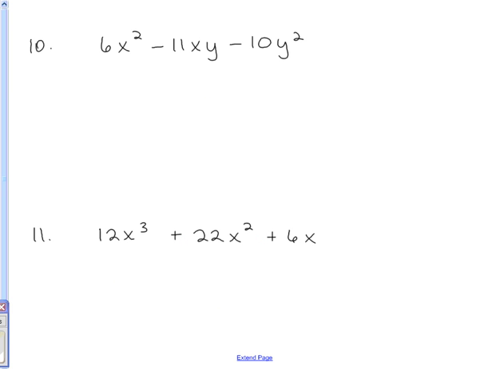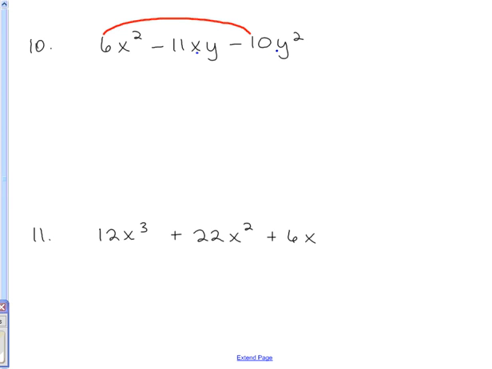Okay, example 10 is a little different from the others. I'm trying to give you at least one of each kind that I think you'll see on the homework so you have something to refer to. You do not have a GCF on number 10. The problem is in the correct order because it's in descending order by x. Okay, x squared, then x, and then this term doesn't have an x. We're going to work it out the exact same way.